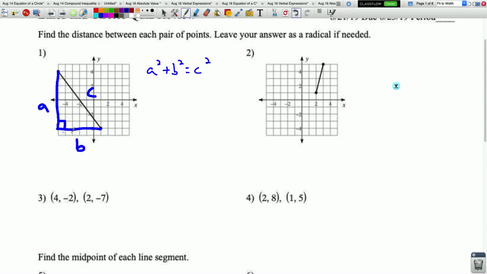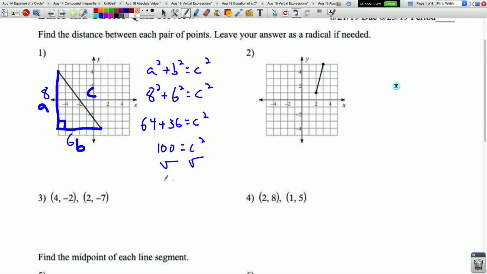And now to find these distances, we can just count the boxes because the graph here just has a 1-to-1 box ratio. So this is 1, 2, 3, 4, 5, 6. B is 6. This length over here is 8. Plug those into your formula and we'll get 8 squared plus 6 squared equals C squared. Finish solving this, we get 64 plus 36 equals C squared. 100 equals C squared. To get rid of the squared, we can take the square root of both sides.